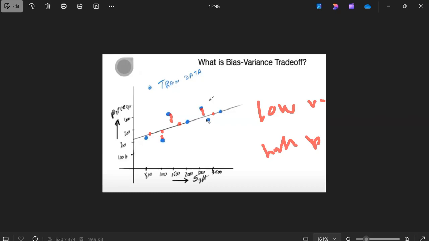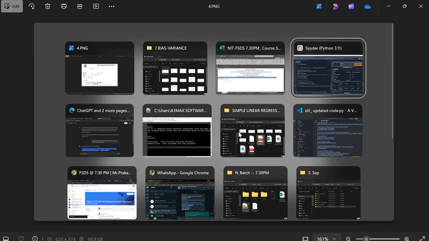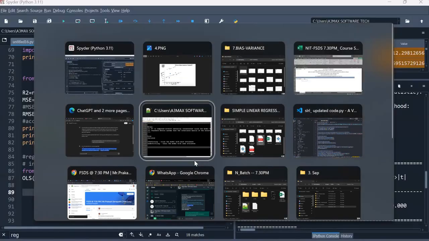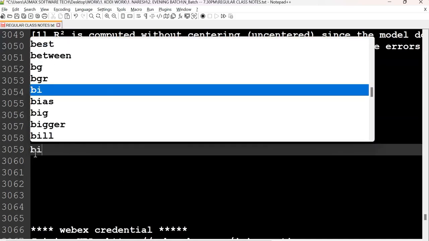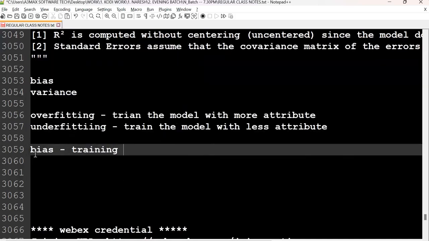Guys, are we clear? I will repeat again. Very good, Srikant. Now I hope you got it. Now let's do this. I'll write here this thing. Just go to the code. Overfitting. So always remember, bias refers to training.